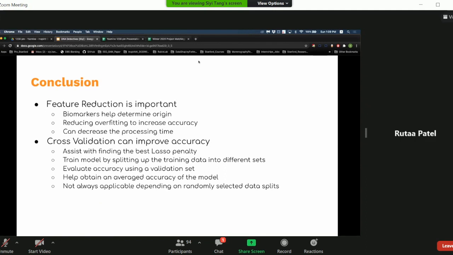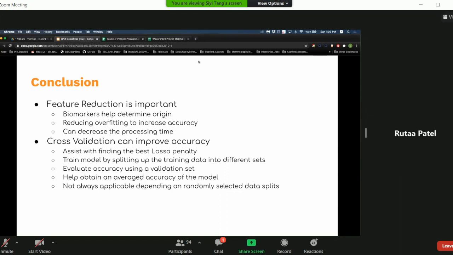Some things we can take away from this is that feature reduction is important, and this is because we can use specific features like biomarkers to determine the origin, as well as reduce overfitting to increase the accuracy of the model. And feature reduction will also lead to a decreased processing time.